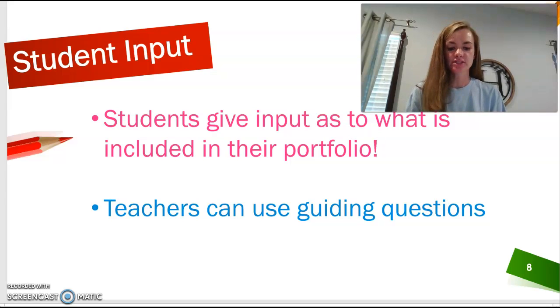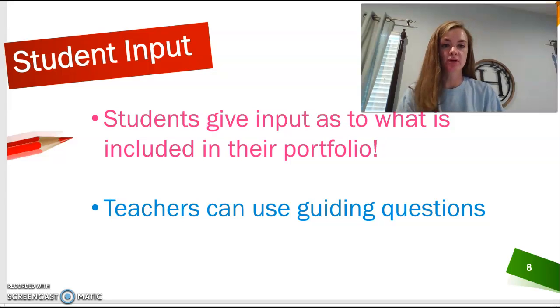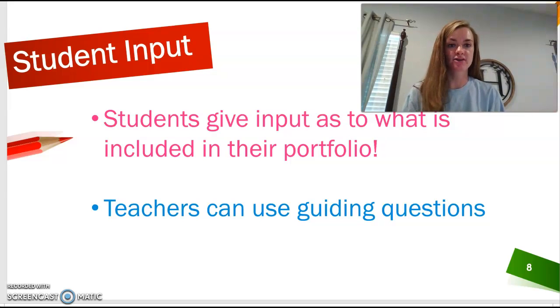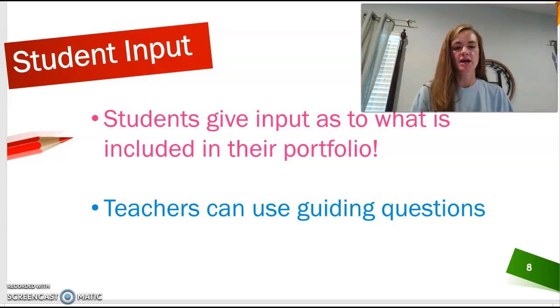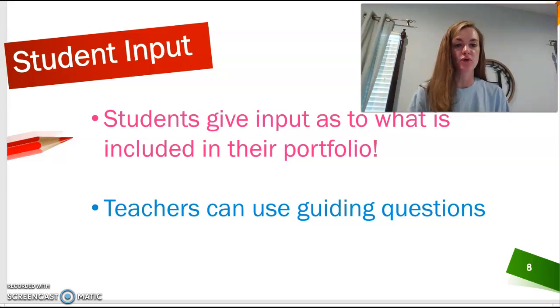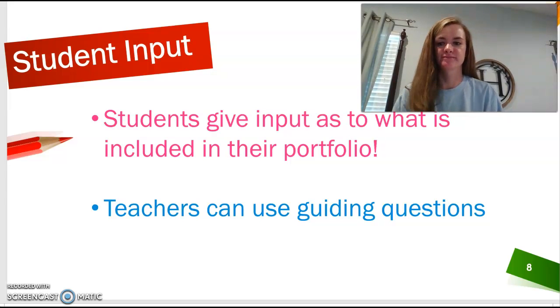So teachers can guide their students by asking questions. These questions might be, which sample shows progress towards your reading goal? Do you have an excellent piece of writing that you would like to share with your parents and other teachers in your portfolio? Any type of question like this where teachers can guide their students in picking out assignments for the portfolio, but ultimately students are the ones that get to decide what are examples of their best work.